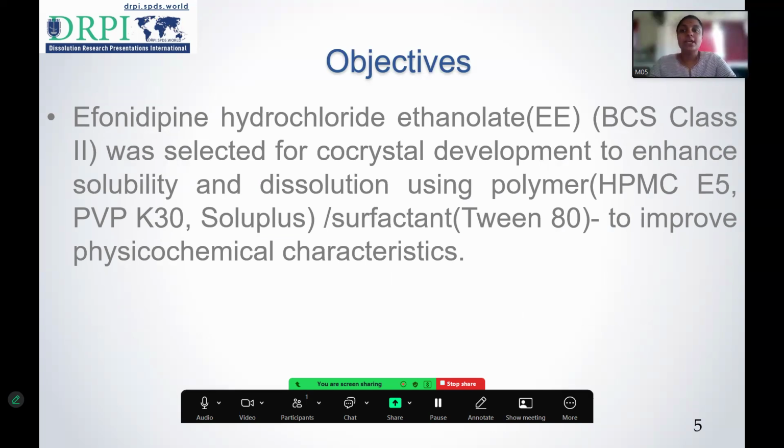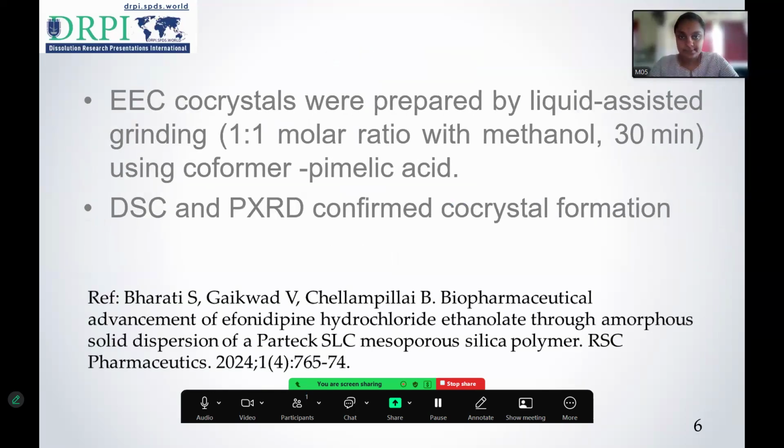Next, objectives. Phenoldiphine hydrochloride ethanolate is a BCS class 2 drug which has low solubility and high permeability that was selected for co-crystal development to enhance the solubility and dissolution in presence and absence of precipitate inhibitors. Precipitate inhibitors include polymers and surfactants. Polymers are HPMC E5, PVP K30 and Soluplus, and the surfactant is Tween 80, to improve physicochemical characteristics.